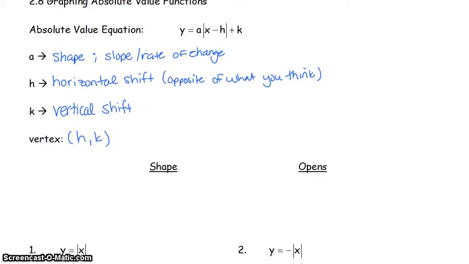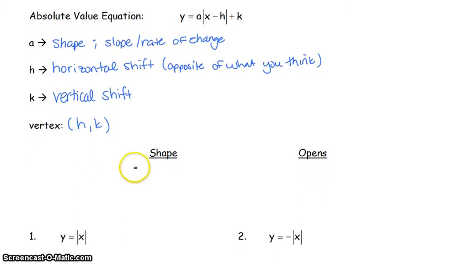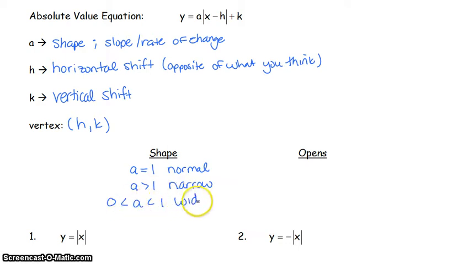So as we said before, your shape is going to be determined by a. If a is equal to 1, you're going to have a normal shape. If a is greater than 1, you're going to have a narrow shape. And if your a is between 0 and 1, it's going to be wide. Now if a number is between 0 and 1, it's a fraction or a decimal, like 1/4 or 1/2.